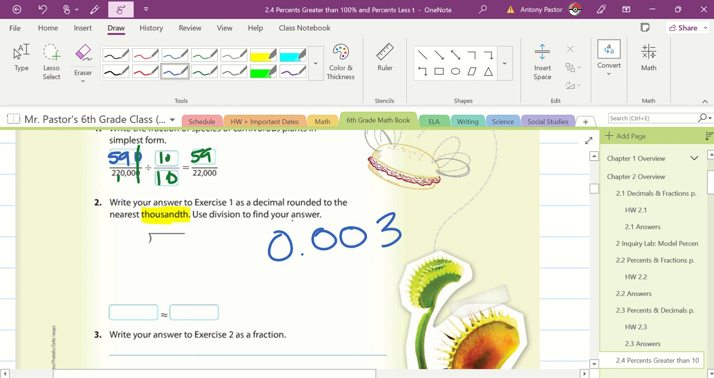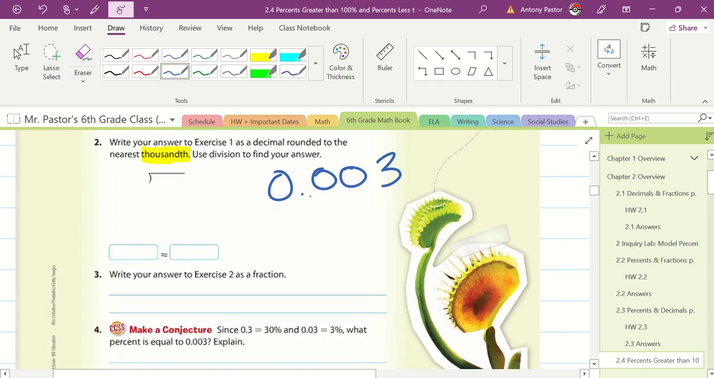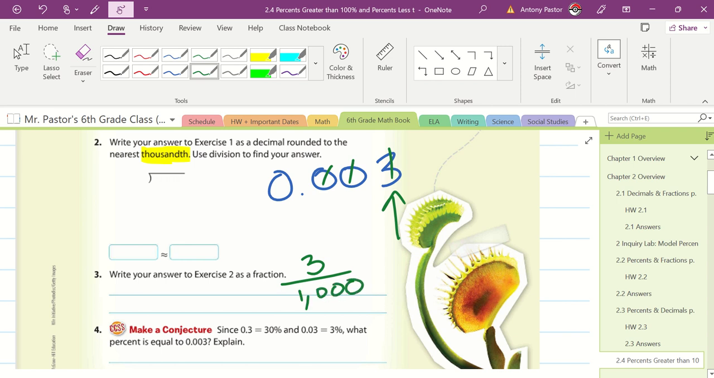That is our decimal. Write your answer to exercise 2 as a fraction. So this is the same thing as saying 3, and again, tenths, hundredths, thousandths. So this would be 3 thousandths. And let's move on.